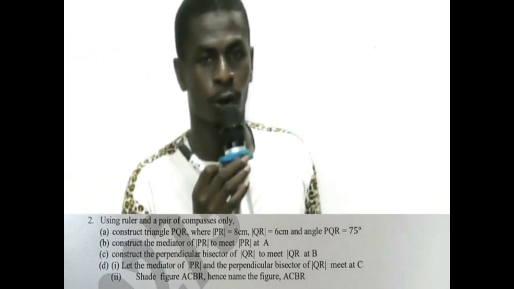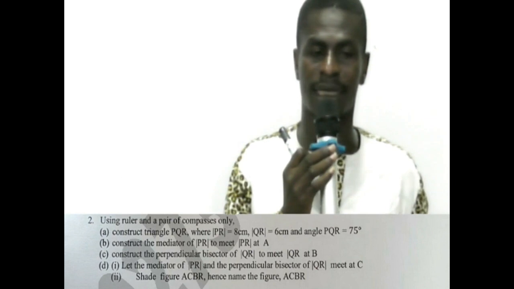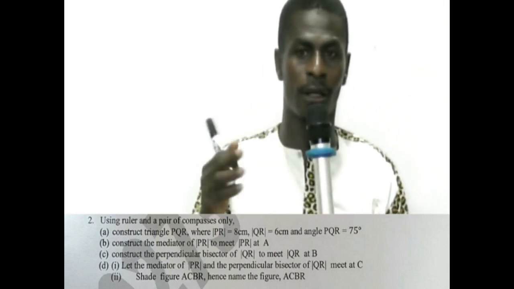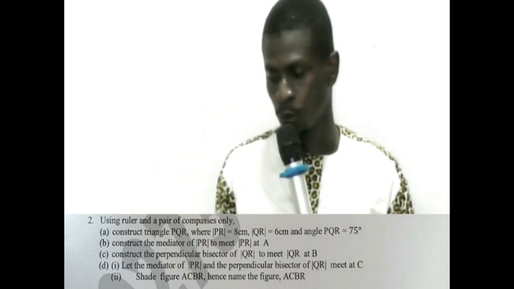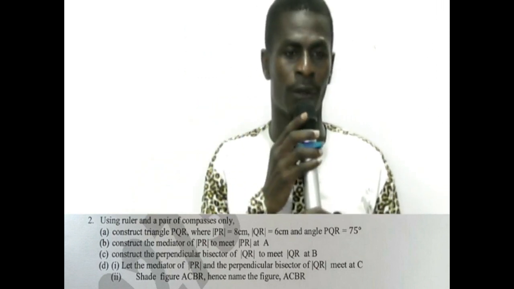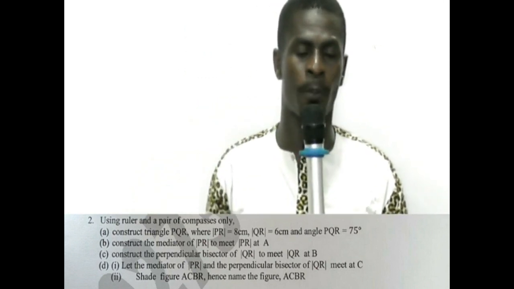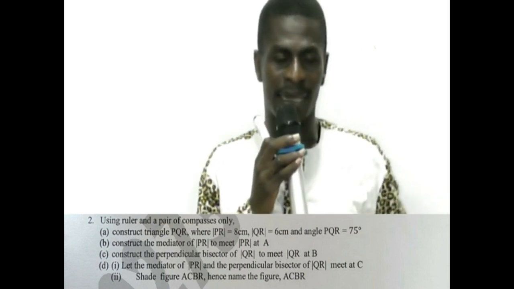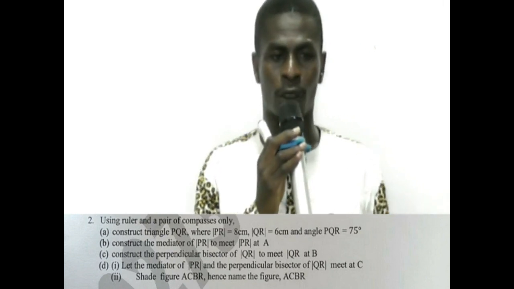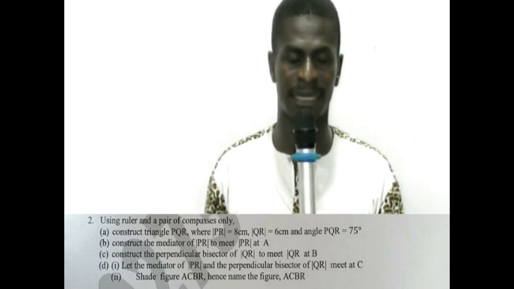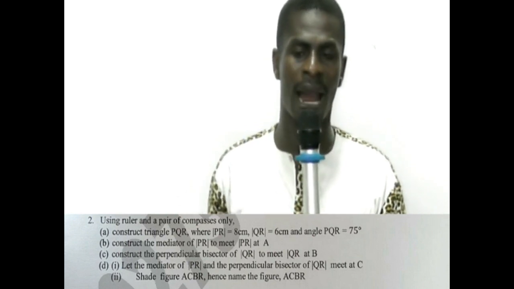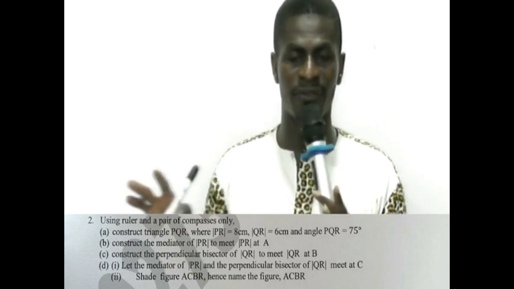We are going to do construction, a very simple construction, even though I don't have the tools here, but we projected the question to solve. We are saying that if you use a ruler and a pair of compasses only, we are to construct triangle PQR, where PR is 8 centimeters, QR is 6 centimeters, and angle PQR is 75 degrees.